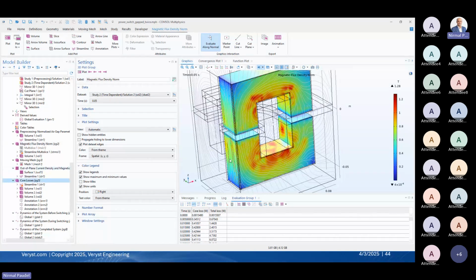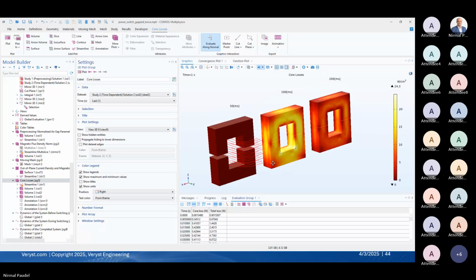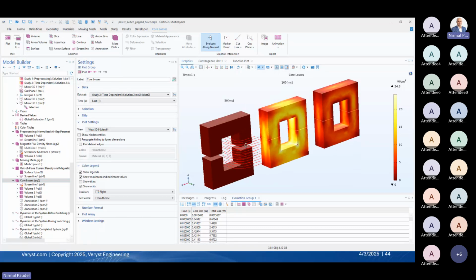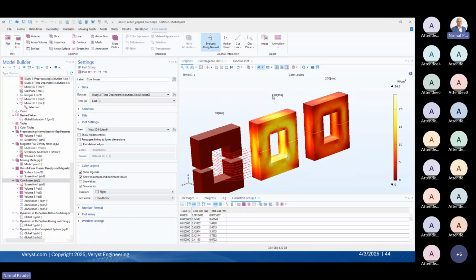And similarly, we have the core losses at different times. This is just before switching. This is during the switching, and this is after the switching. So during the switching, there is more loss.